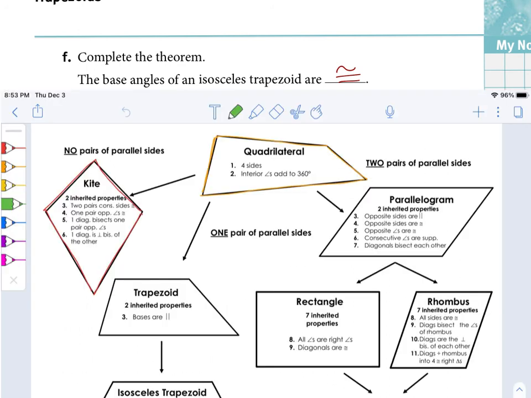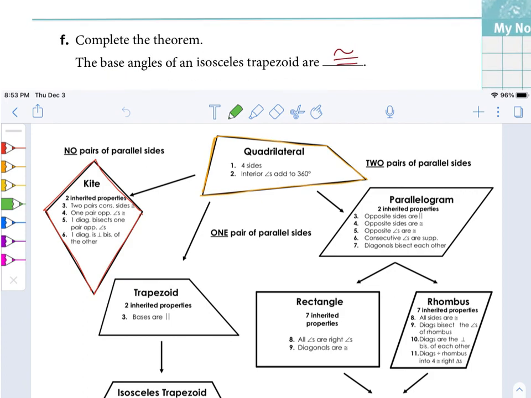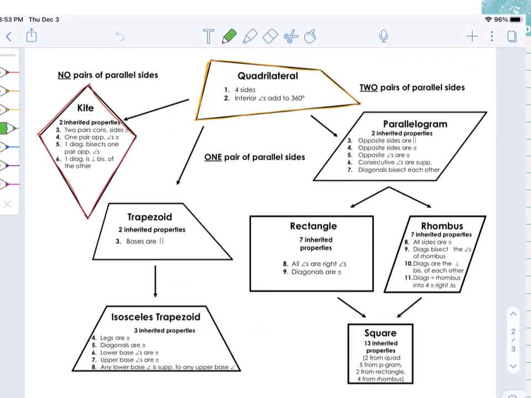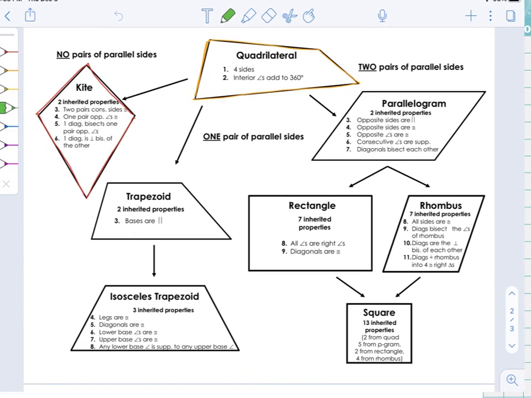All right, what's pretty cool for me is that I was able to pull up our quadrilateral family tree right here. I know previously with my class we went over our quadrilaterals. We went over the 2 inherited properties by all our quadrilaterals. We saw what kites were. We saw it has 4 different properties and has no pairs of parallel sides. Now, let's look at our trapezoid right here.